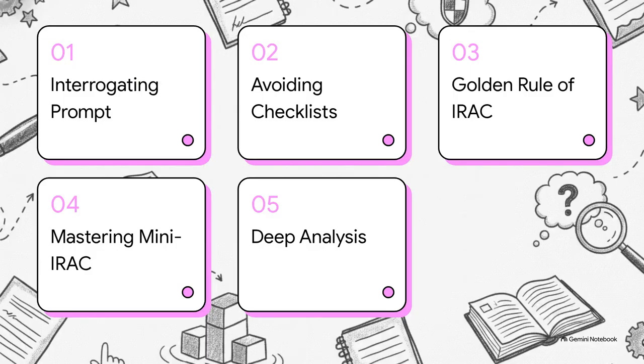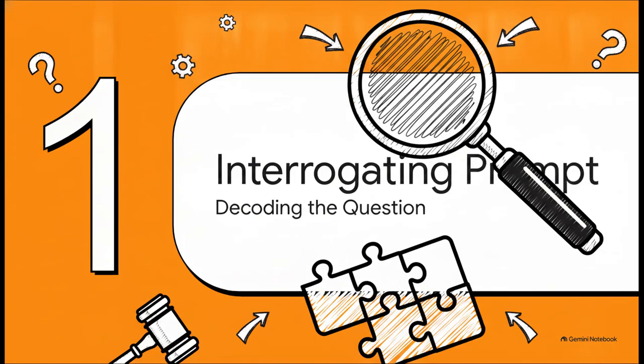Today's blueprint breaks down into 5 straightforward steps: interrogating the interrogatory, avoiding the checklist essay, the golden rule of IRAC, mastering the mini IRAC, and finally, deep 3-part analysis. Let's jump right in. Step 1.